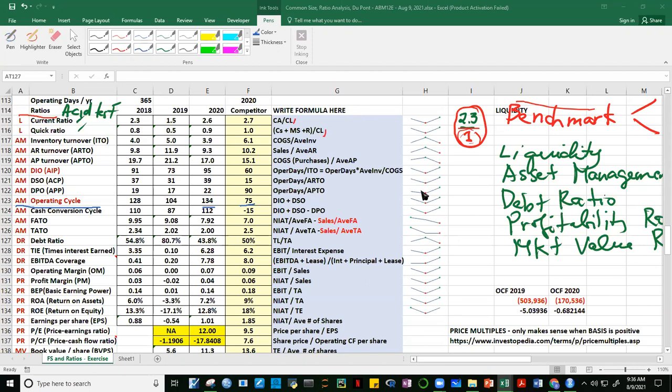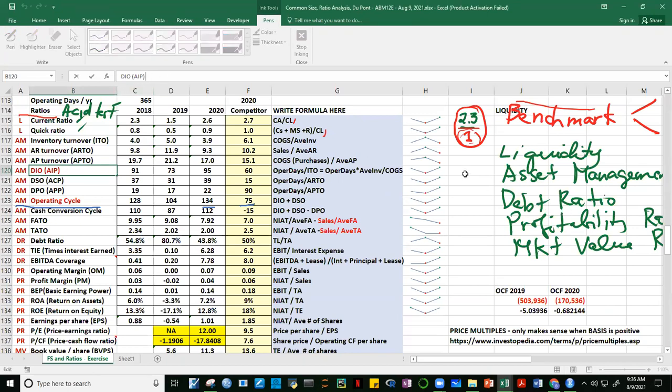Sir, I have a question. Yeah, sure, go ahead, please. I just forgot what DPO means. What does DPO mean again? Days payable outstanding. And DSO? Sige, let me write it, sorry for not writing it, for your reference.